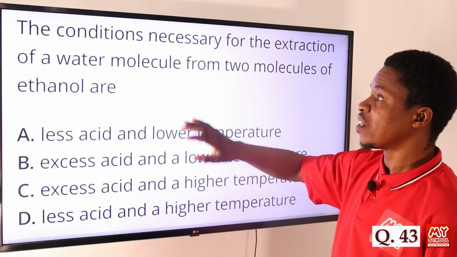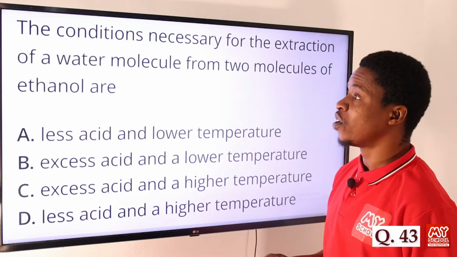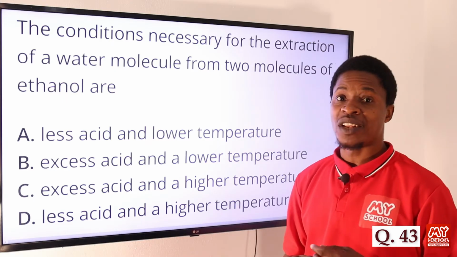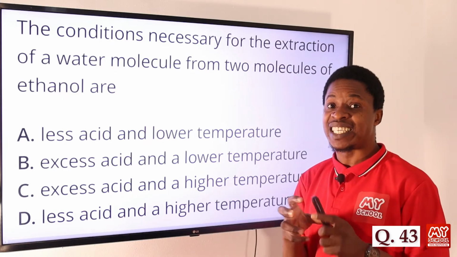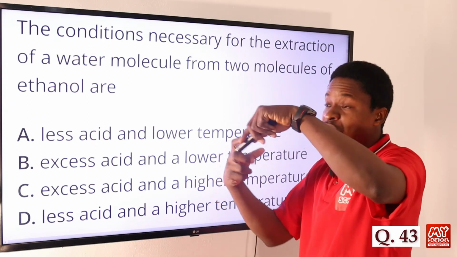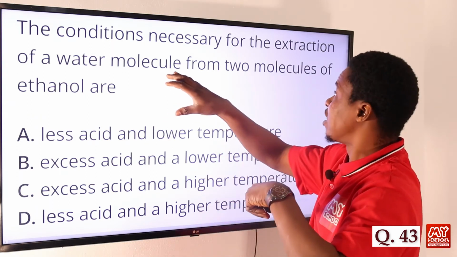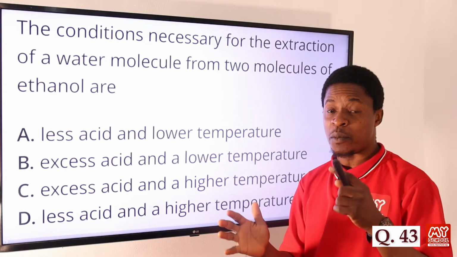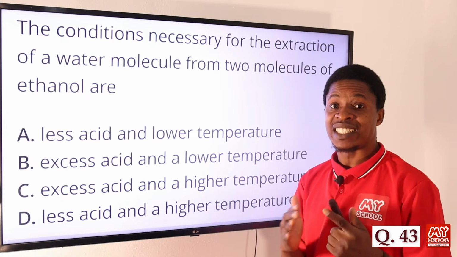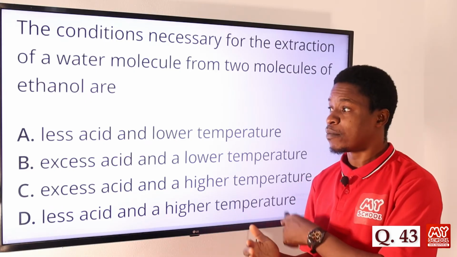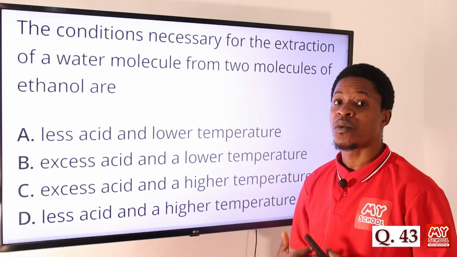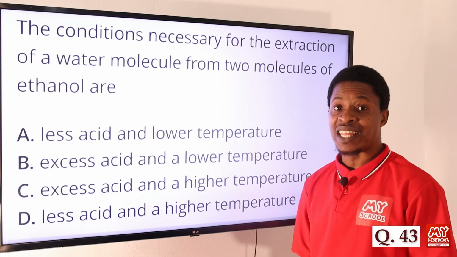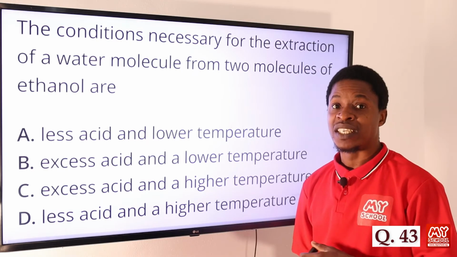So for this kind of reaction, diethyl ether will be formed first before eventually water is extracted from the 2 molecules of ethanol. So there's an intermediate product, that's the diethyl ether, that is gotten first before you eventually have the final product. So it requires a higher amount of energy, a higher temperature, to be able to achieve that, and then the acid has to be in excess.